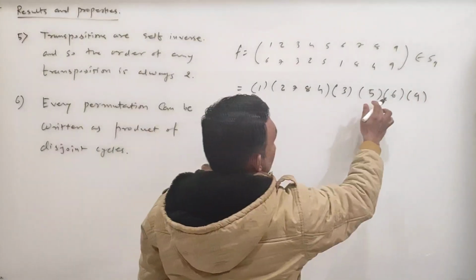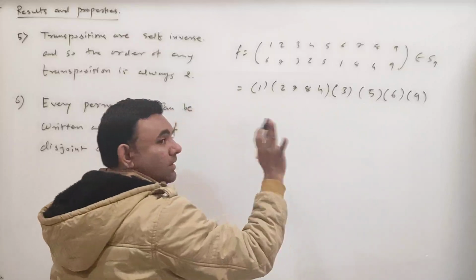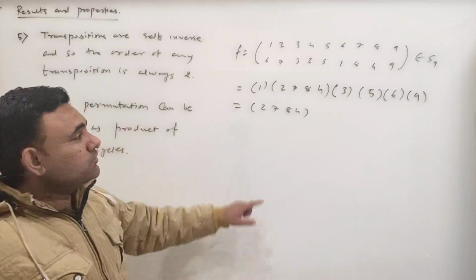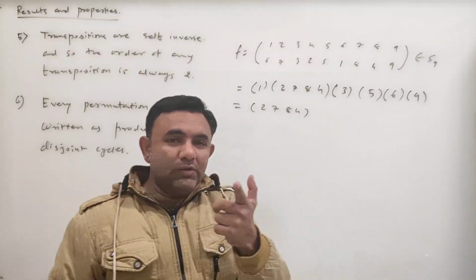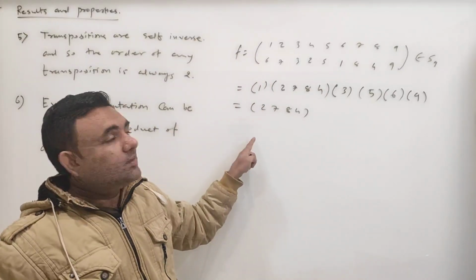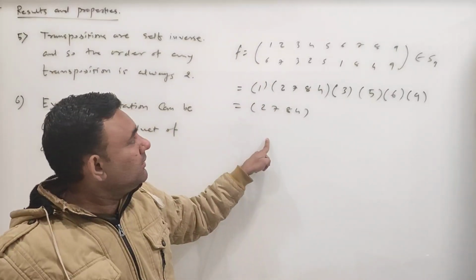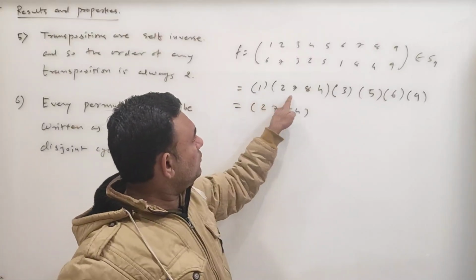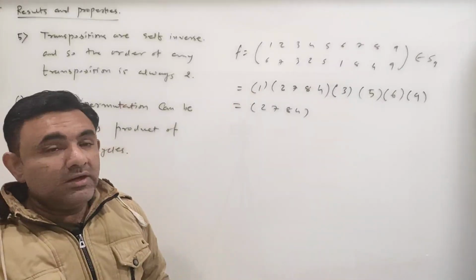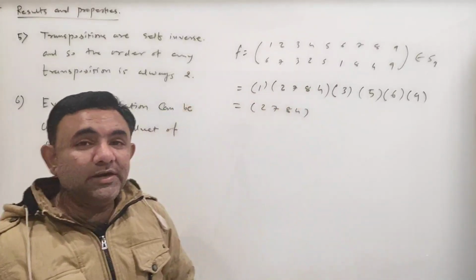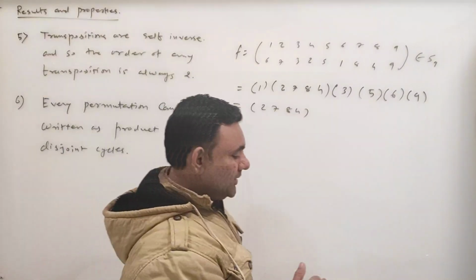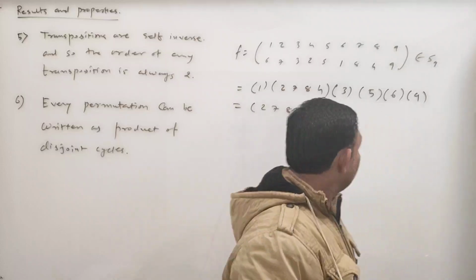So 1 3 5 6 9, these are one-cycles, they represent the identity, so no need to write them. The remaining one is 2 7 8 4. So F is a product of only one cycle, or it is a cycle. In fact, F is a cycle, or F is a product of 6 disjoint cycles, among which 5 are identity. In this way you can always express any permutation as a product of disjoint cycles.